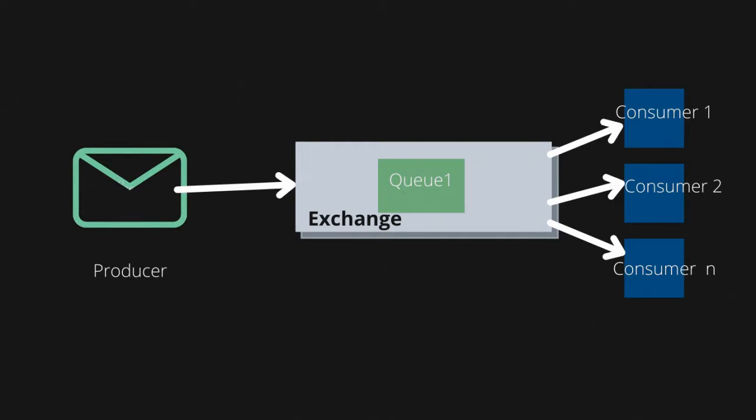Hello guys. In this video, we will learn about the publish-subscribe model, which is also known as the pub-sub model. In this demo, we have a requirement of a single publisher with multiple consumers. All consumers should be able to get the messages from the queue.